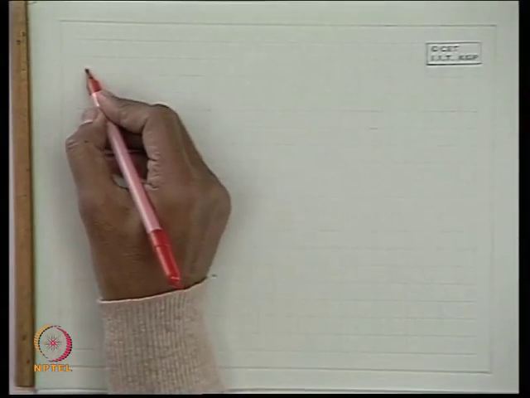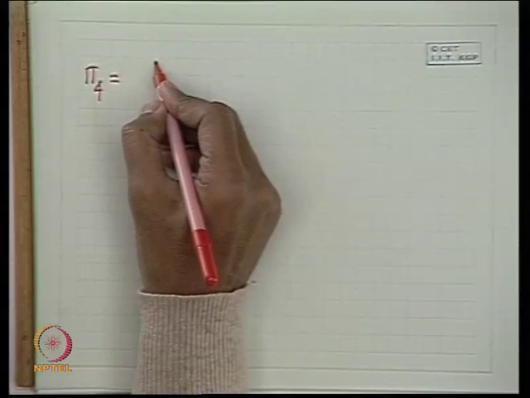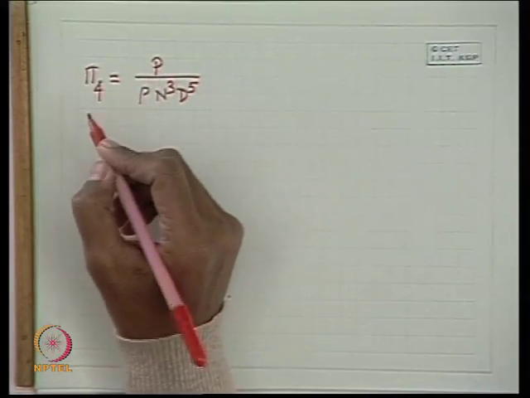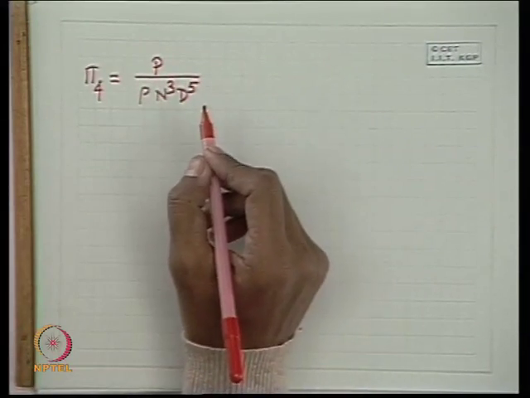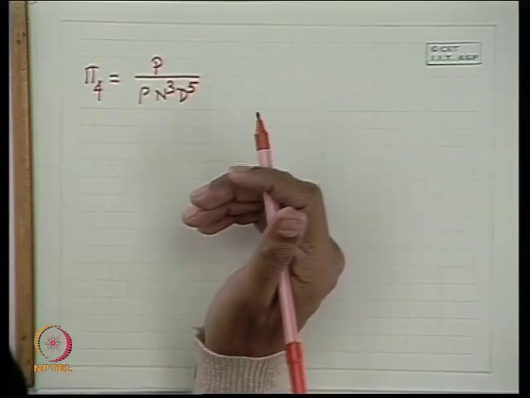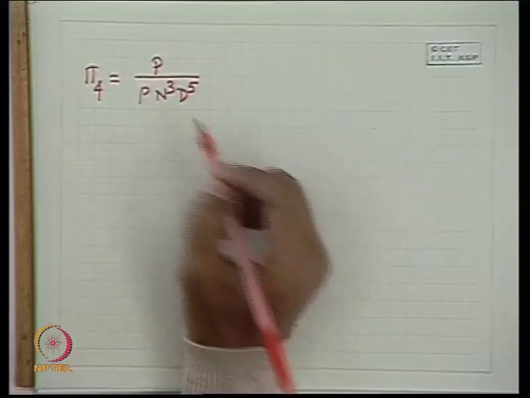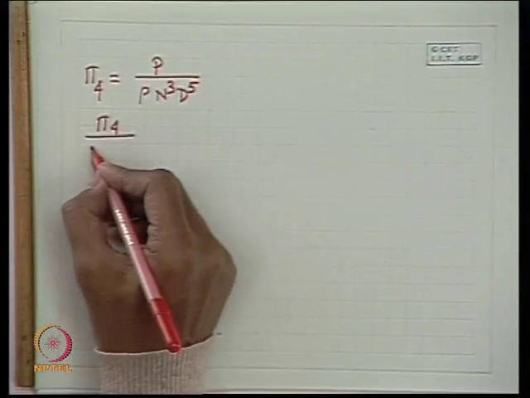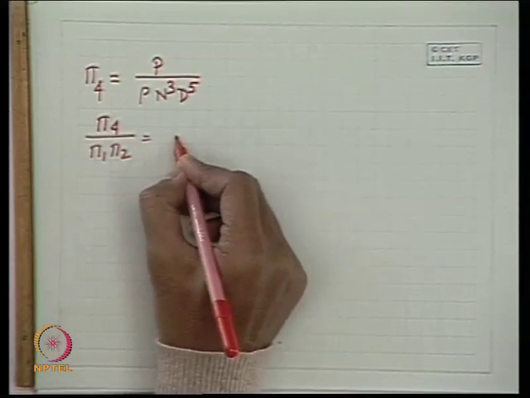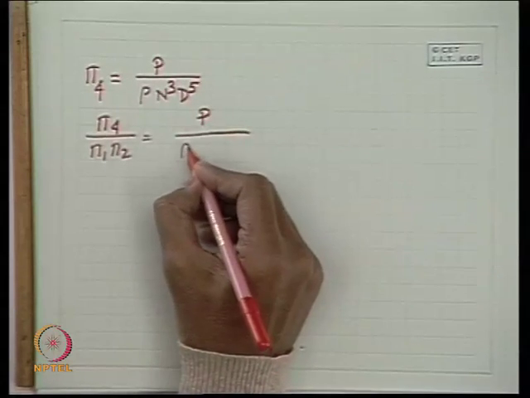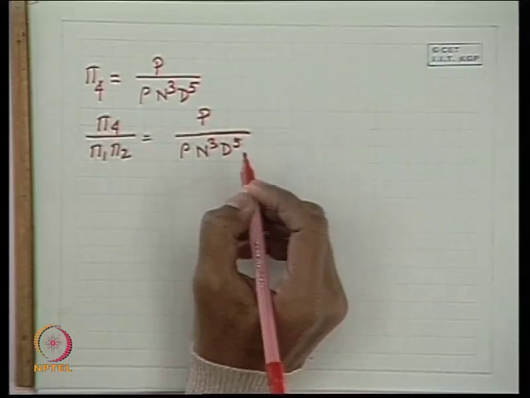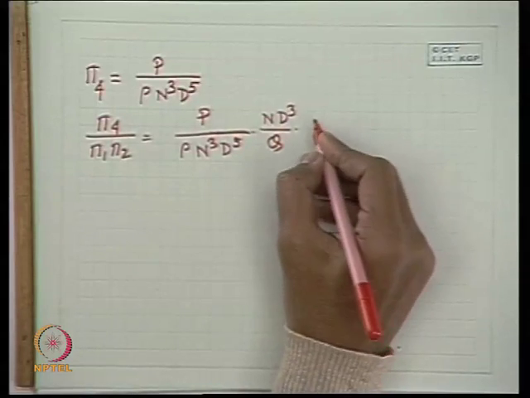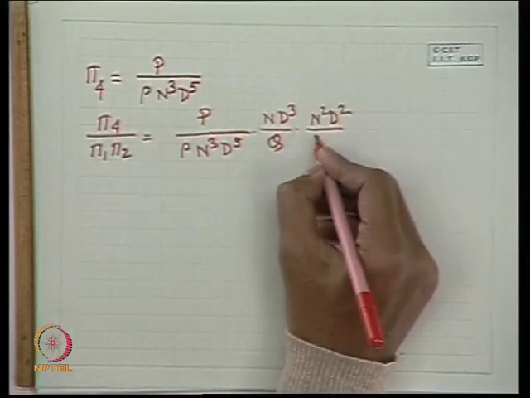Then we come to pi 4. What is the physical significance of this combination, P by rho n cube d phi? P is very straightforward: it is the power transfer between the fluid and the rotor. But as such, rho n cube d phi does not give any physical concept. But if we make the combination pi 4 divided by pi 1 pi 2, then we get P by rho n cube d phi, times what? Pi 1 is Q by n d cube, so n d cube by Q. And pi 2 is g h by n square d square, so n square d square by g h.